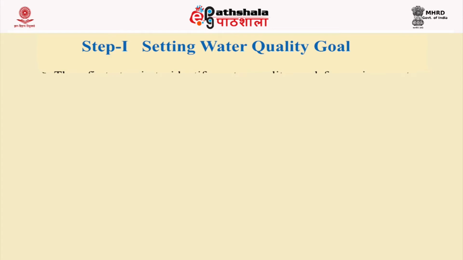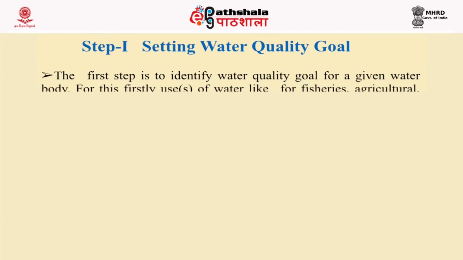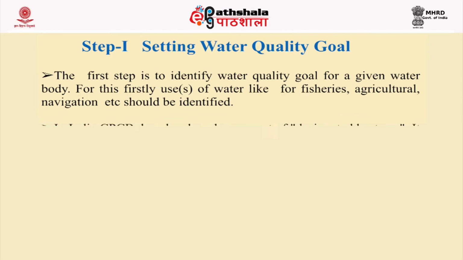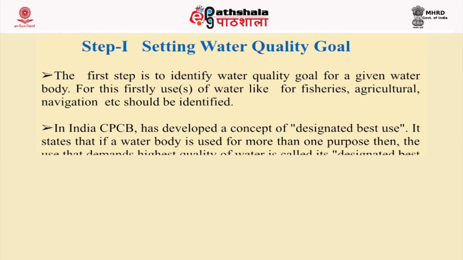First step is setting water quality goal. The first step is to identify water quality goal for a given water body. For this, firstly, uses of water like for fisheries, agricultural, navigation, etc. should be identified. In India, CPCB has developed a concept called designated best use.